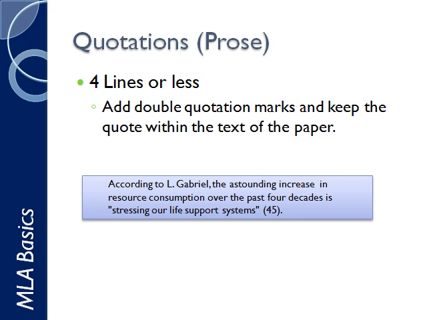Quotations of prose that are 4 lines or less should have double quotations surrounding them, and they should be kept within the text of the paper. Check out the example below.